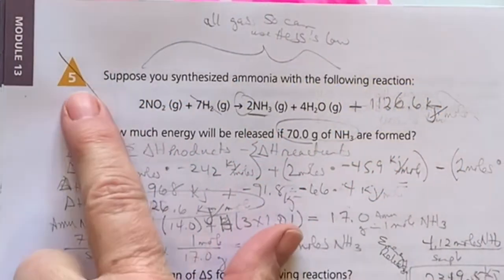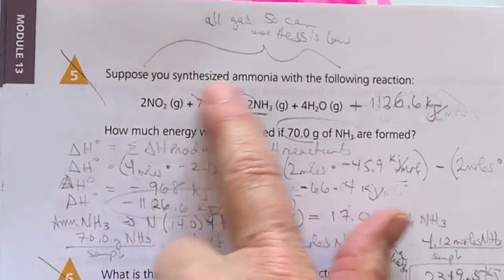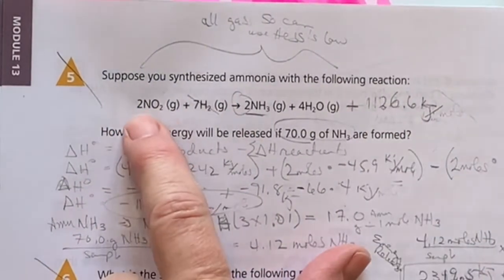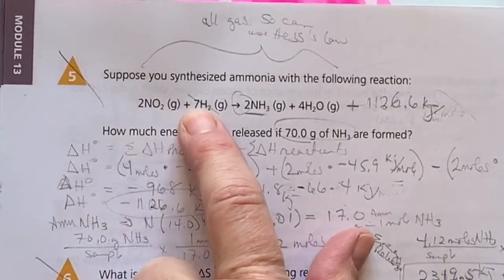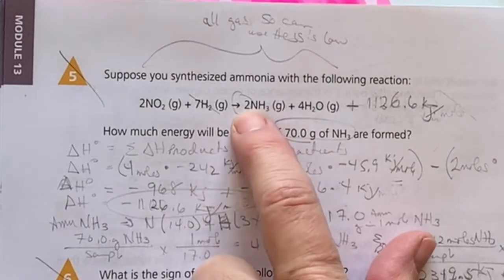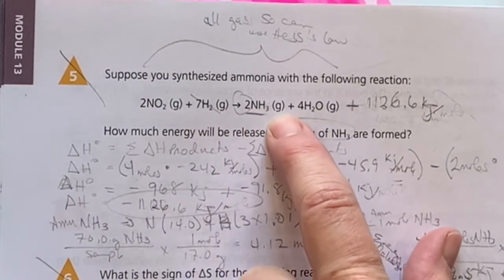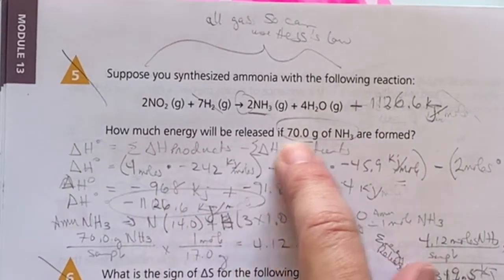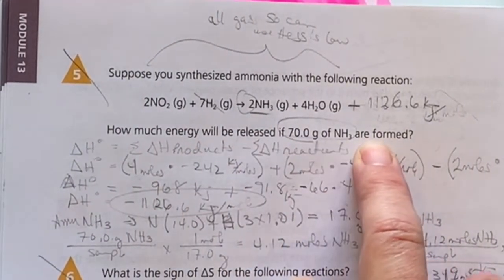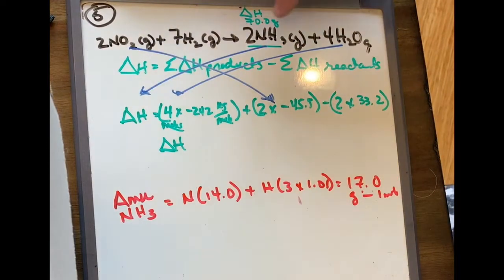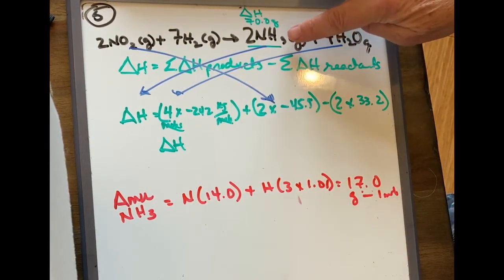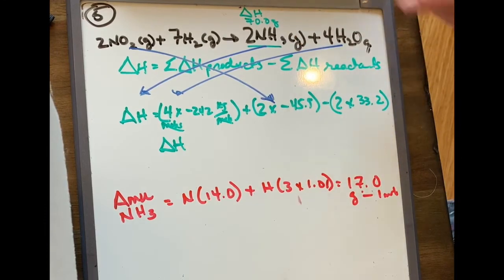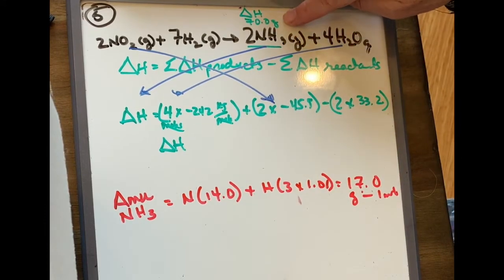All right, so number 5. Suppose you synthesize ammonia with the following reaction: 2NO2, which is a gas, plus 7H2, which is a gas, makes 2NH3, which is a gas, plus 4H2O. How much energy will be released if 70 grams of NH3 are formed? So here's our balanced equation. This is what we're looking for, which is the delta H of the ammonia. And we are looking for how much energy if we make 70 grams.